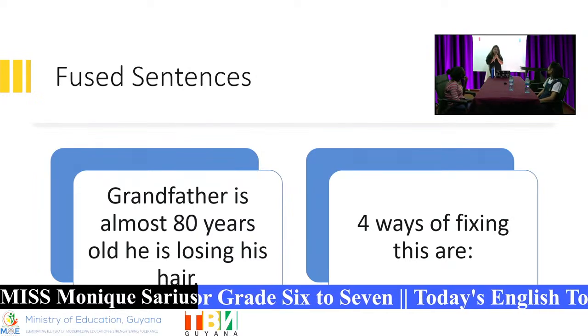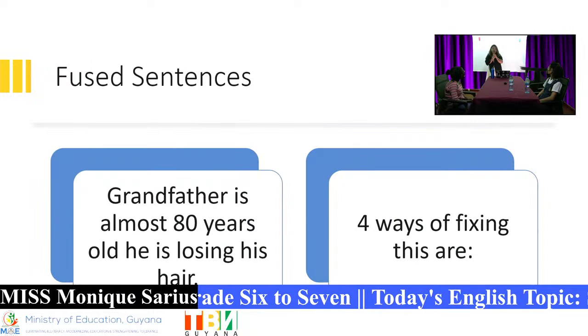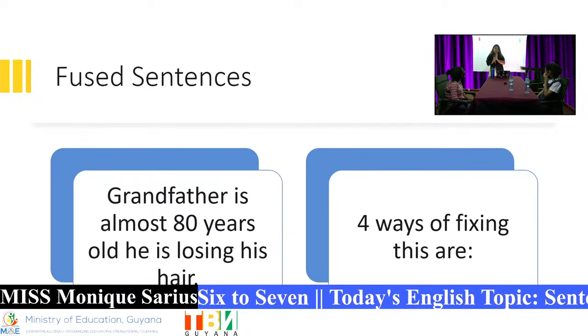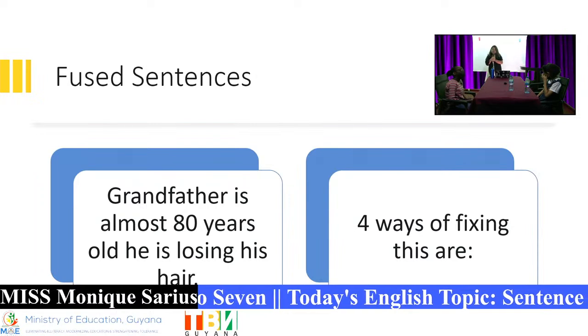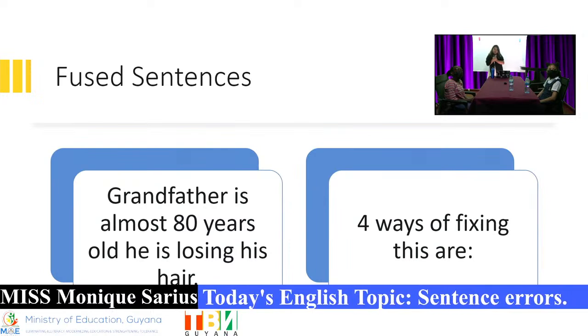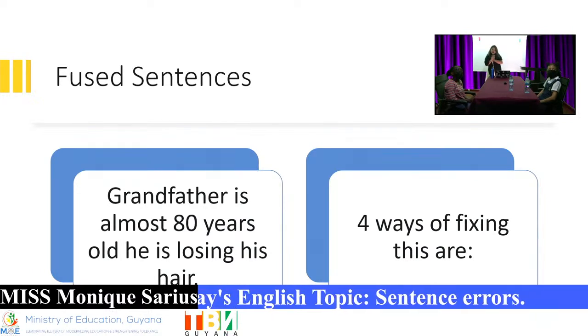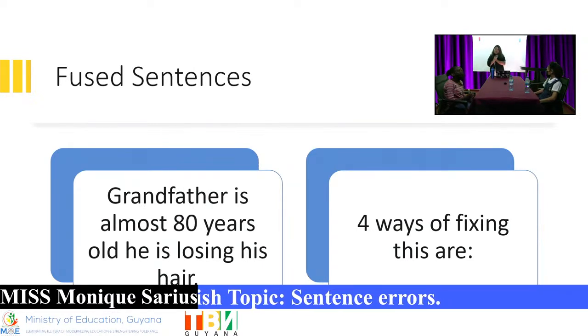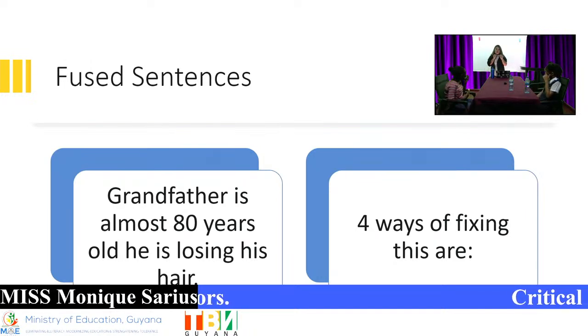So a dependent clause needs another sentence, which is called an independent clause, to help fix it, right? So we can have something like, since grandfather is almost 80 years old, he is losing his hair. And if we're doing that, what other punctuation mark needs to go in this sentence and where do we put it? Since grandfather is almost 80 years old, that would be the dependent clause. It's depending on the other part of the sentence. He is losing his hair. Which other punctuation mark do you have to put there and where do you put it?